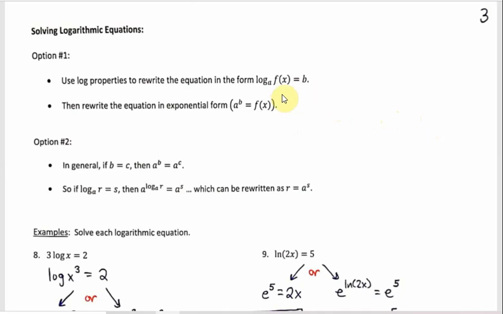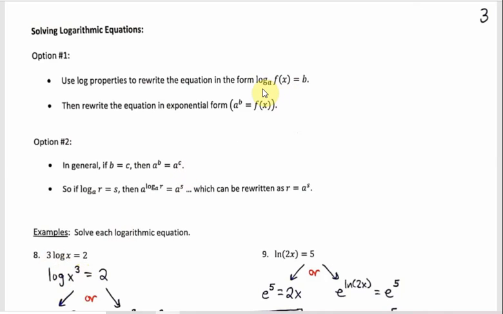So the first thing is you want to get a single log, which I guess here, like in number 8, and you can see it down here, I've got that 3 in the front, and I put that back up into the exponent. Because then that's when you can do a direct conversion from log form into exponential form.